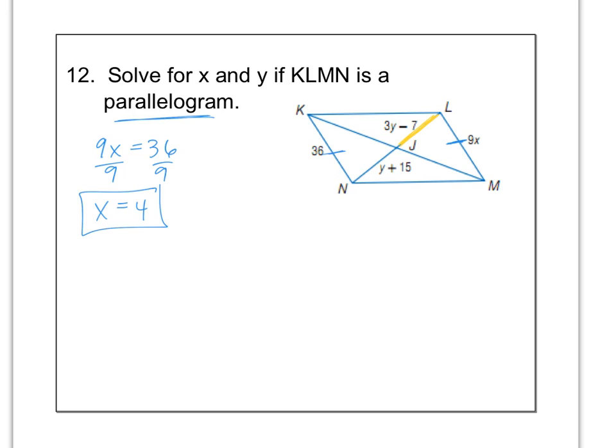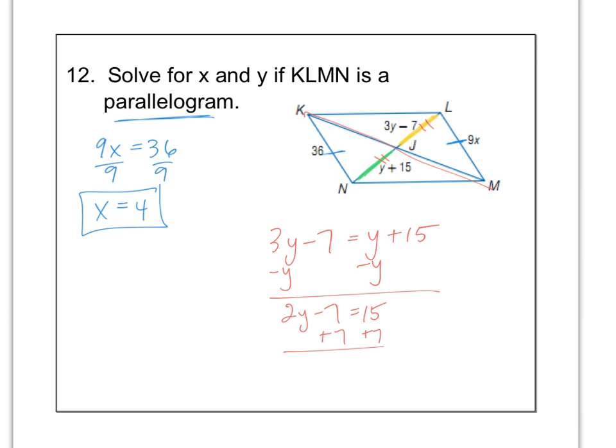Now it's sort of difficult to tell what's happening here, but the 3y minus 7 is this yellow segment, and the y plus 15 is this green one. And so in a parallelogram, diagonals bisect each other, so this and this should be the same length. So 3y minus 7 should equal y plus 15, because this diagonal cuts the other one in half into equal parts. Subtract your y, add your 7, divide by 2, and y equals 11.